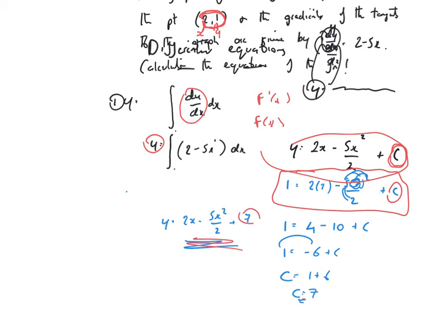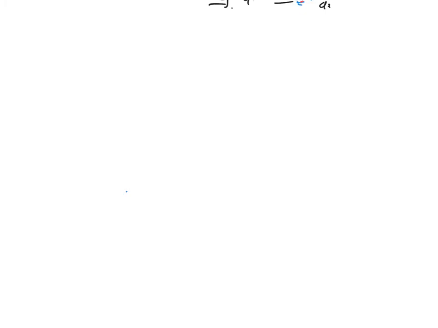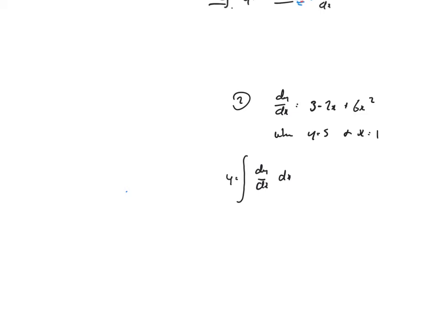Let's try an example 2. We're going to solve the differential equation dy by dx is equal to 3 minus 2x plus 6x squared when y equals 5 and x equals 1. Again, we need to find y, so that means we're going to integrate dy by dx. So that's the integral of the function 3 minus 2x plus 6x squared.